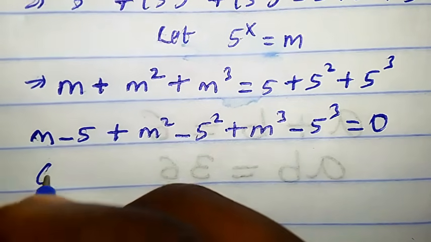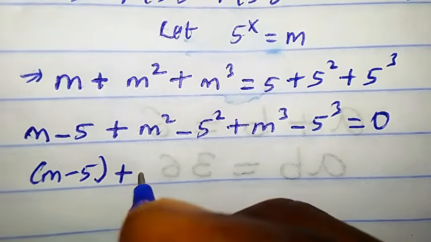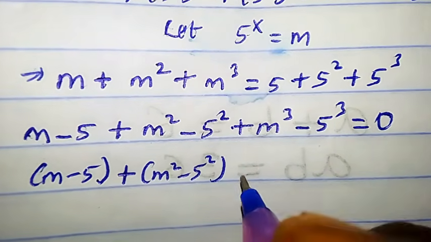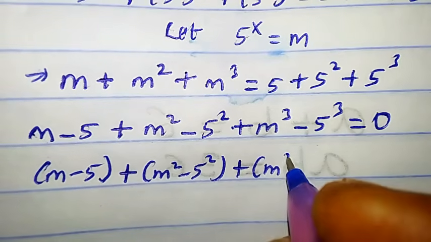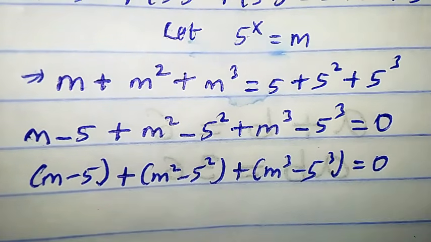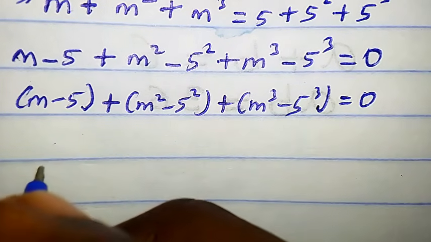So that will be m minus 5 in brackets plus m square minus 5 square in brackets plus m cube minus 5 cube in brackets equal to 0. Let's proceed further. At this stage, let's recall some identity.